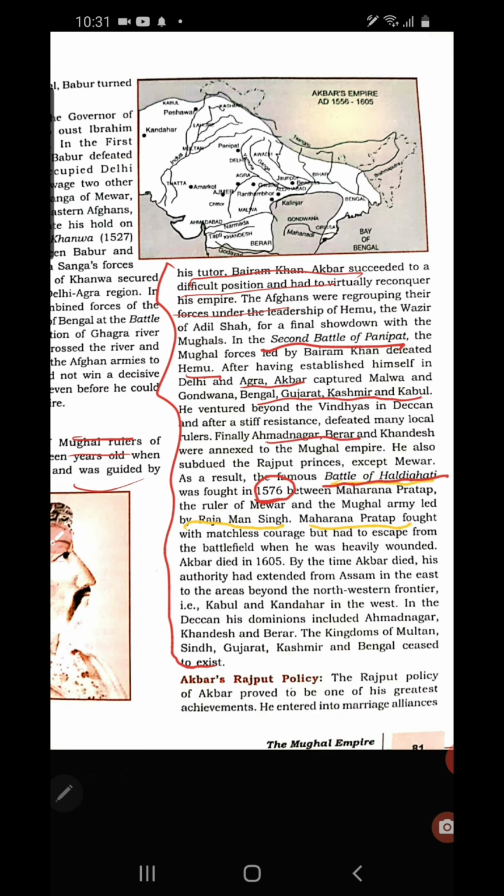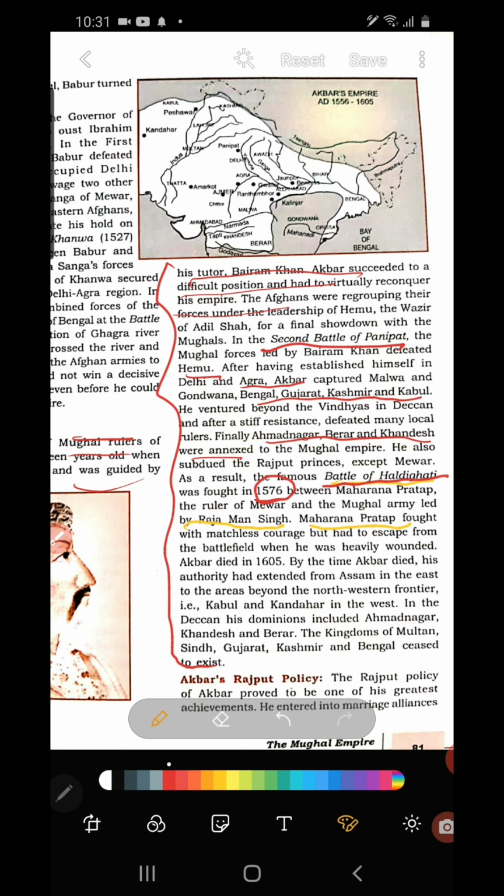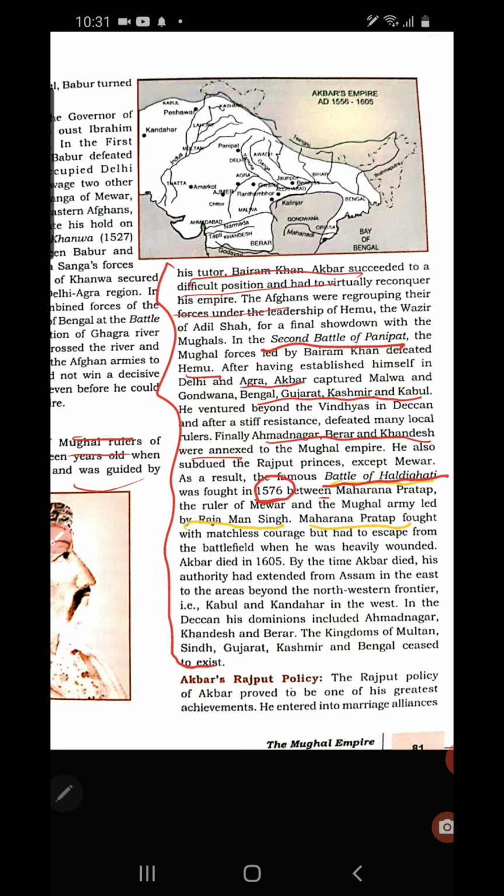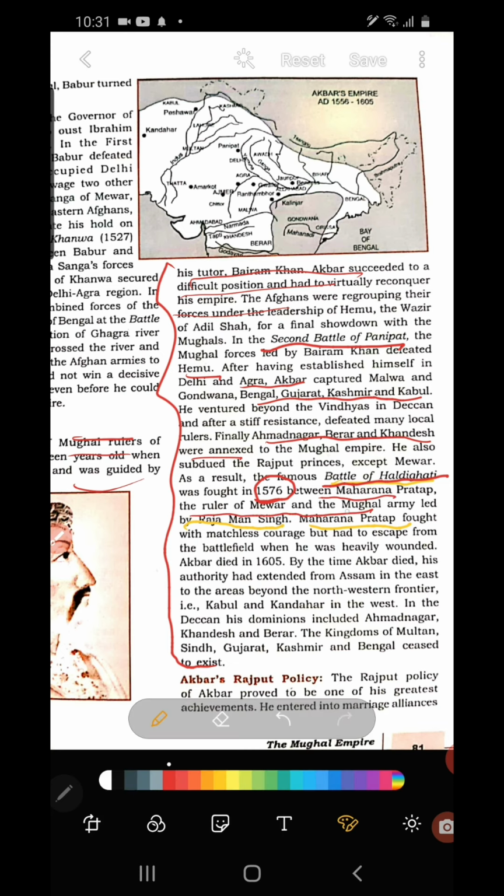What is that? Barara, Khandesh, all these names. So how he expanded: all these territories came under his power, except Mewar. Then how he succeeded in Mewar, how he captured Mewar with the Battle of Haldighati in the year 1576. So this is all about the political history of Akbar.